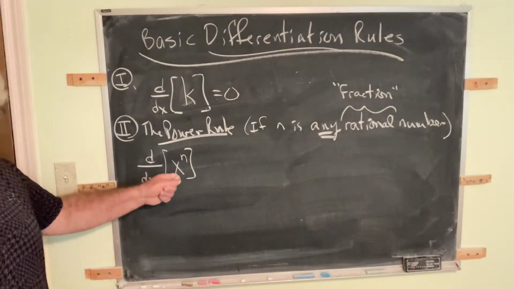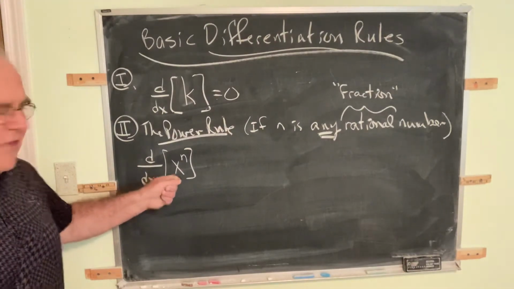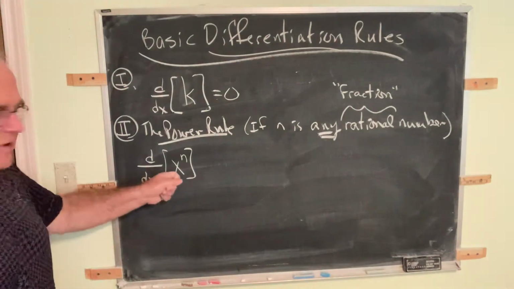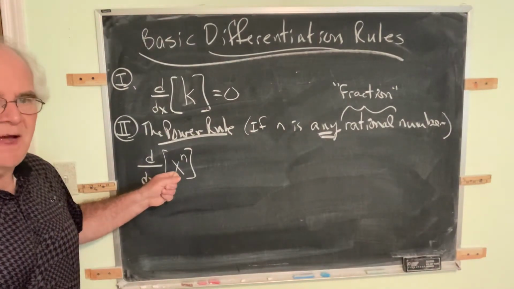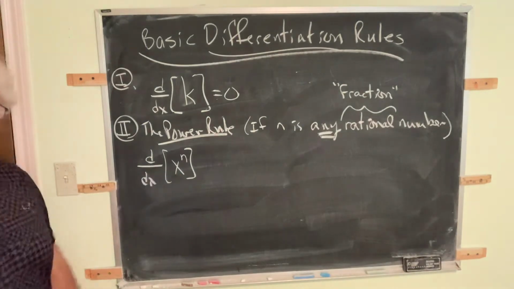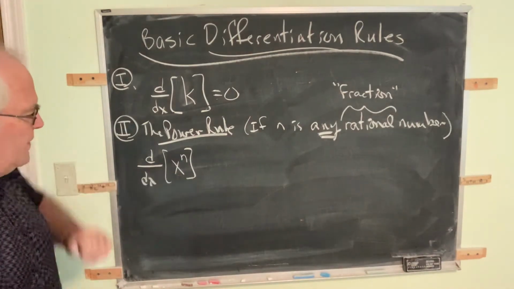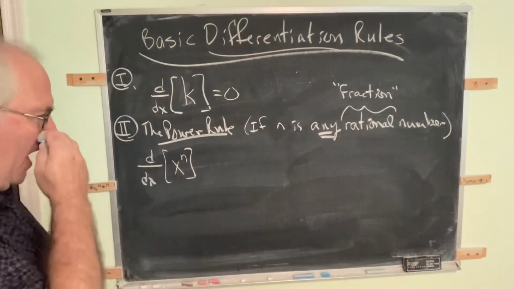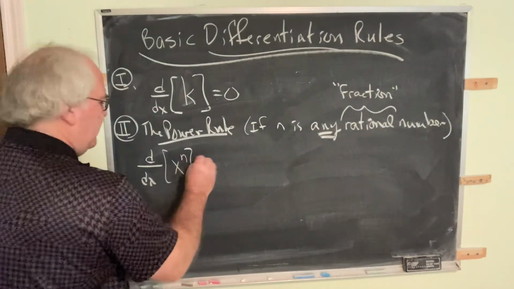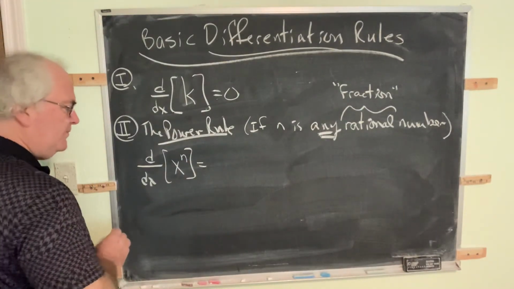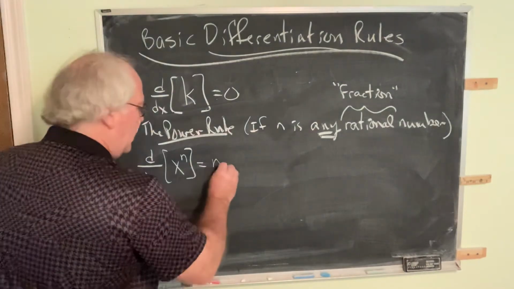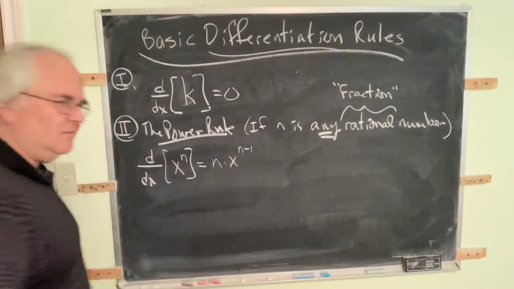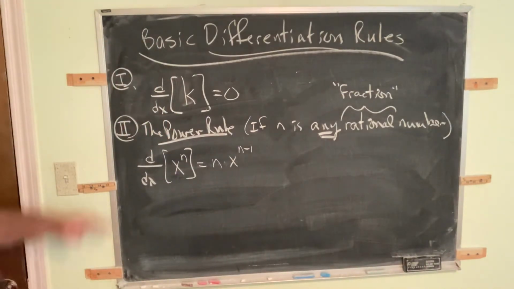X is raised to any power you want. I can have x raised to the 9th, x to the 1/4, x to the -2, x to the 0, x to the negative 8 1/3, x to the positive 7/4. I can have x raised to any fraction power, positive, negative, whole number, any rational power. The derivative is given by n times x raised to the n minus 1. This is the power rule.